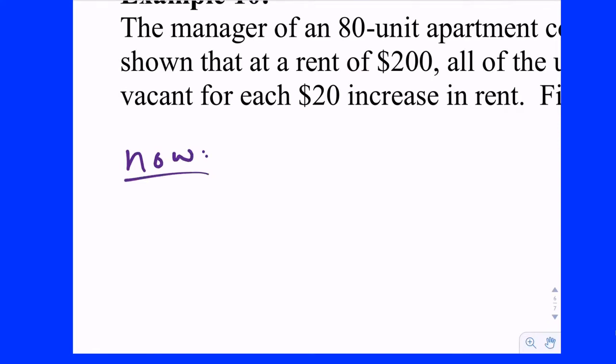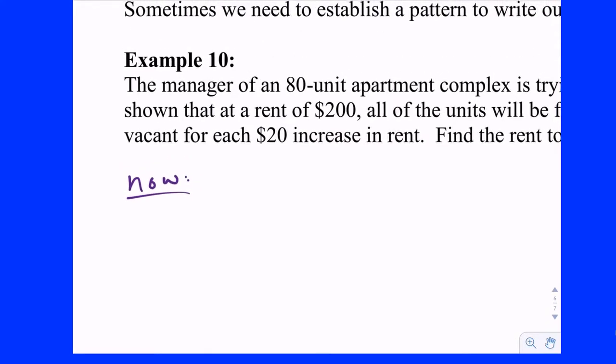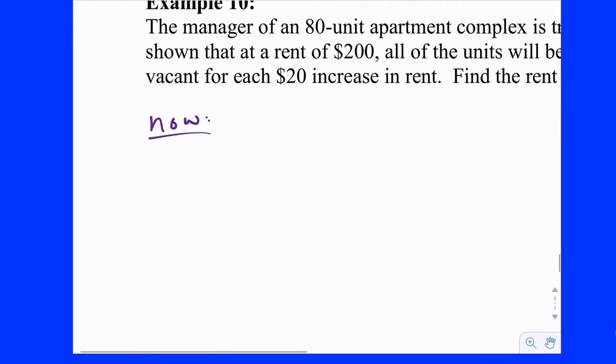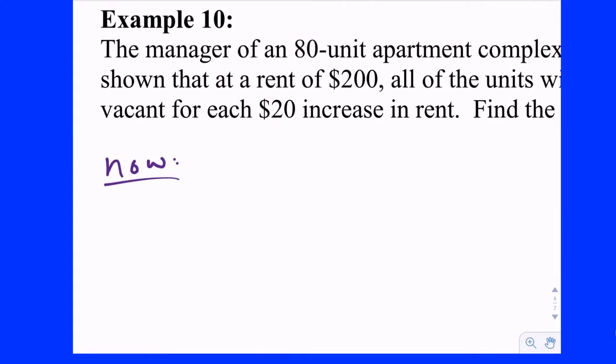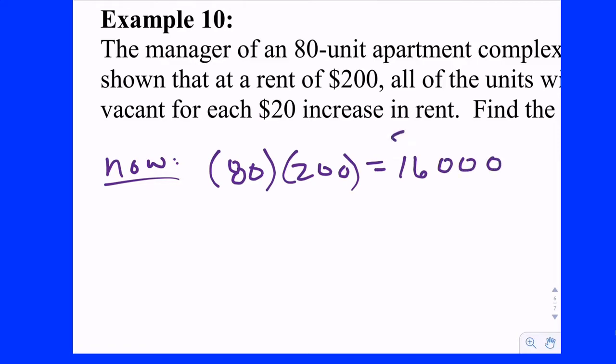Let's just say if we charge $200 now, how much revenue are we bringing in? How are we going to compute that? 80 units, each giving me $200 per month. That's going to be 80 times 200, right? And that should be $16,000. So if I did charge $200, I know all 80 are going to be filled. I'm going to get $16,000 per month, right?